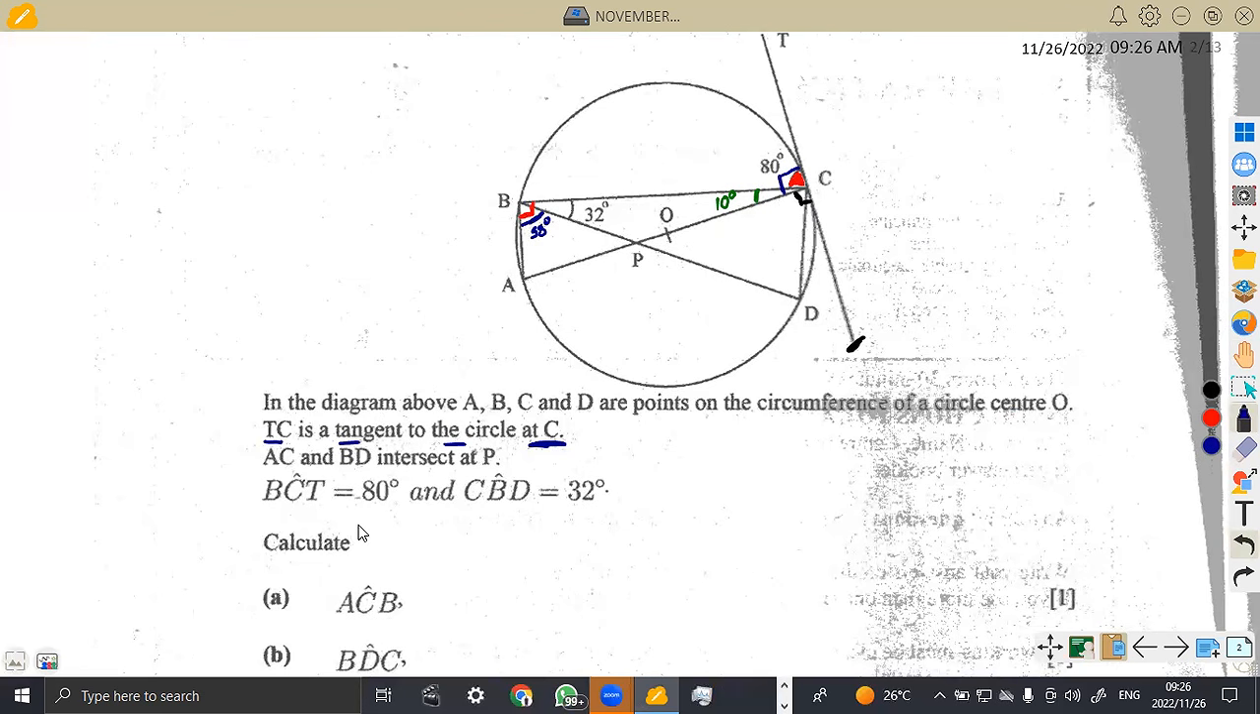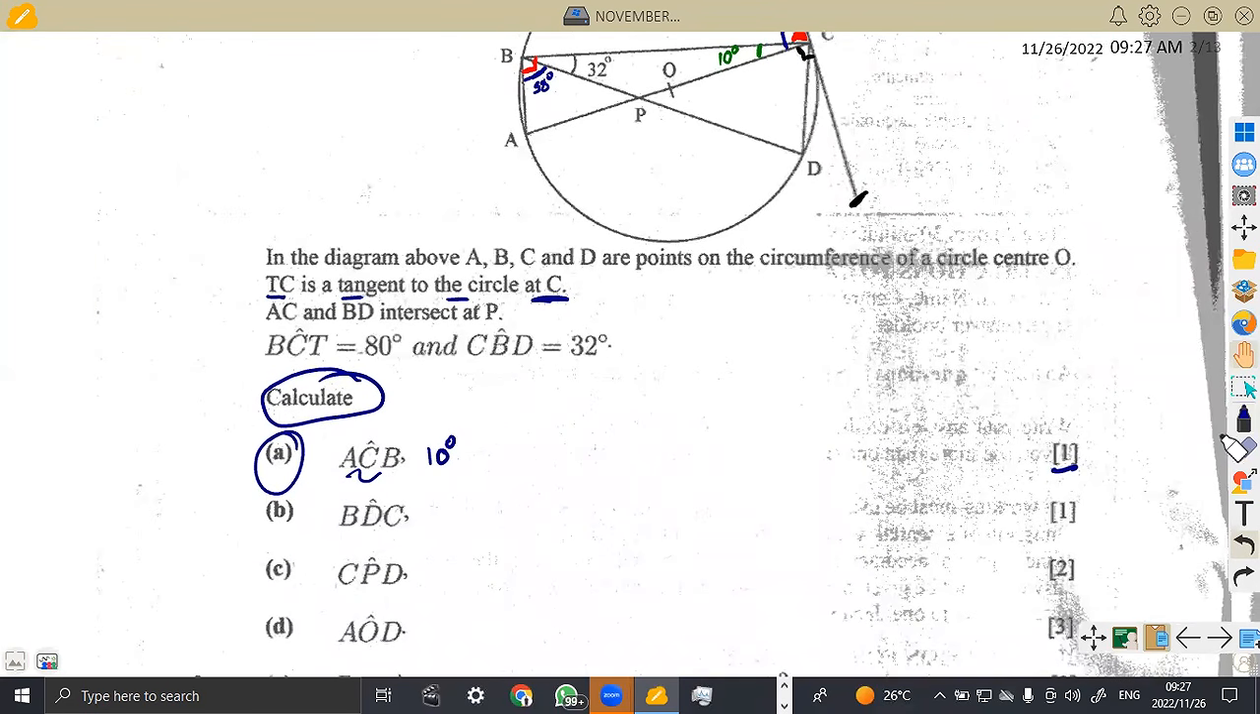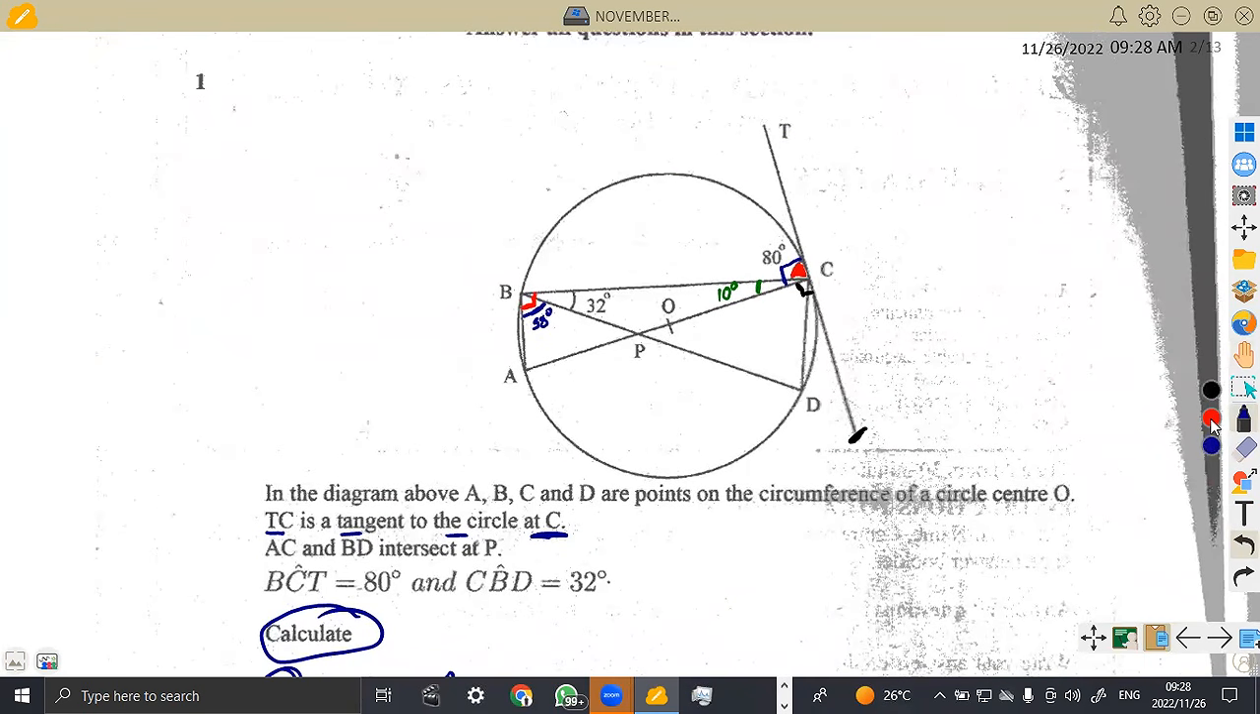So now let us quickly rush through the questions. Calculate item A, angle ACB, and that is 1 mark. That's A to C to B, which is the one that we already calculated here. We got 10 degrees. So our angle ACB is 10 degrees. Now the other part we have is BDC. So let's see what we have on this angle here. That is BDC, and that's 1 mark. B to D to C is this angle here, and we are referring to this angle.